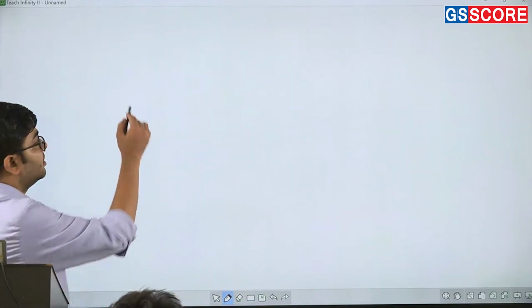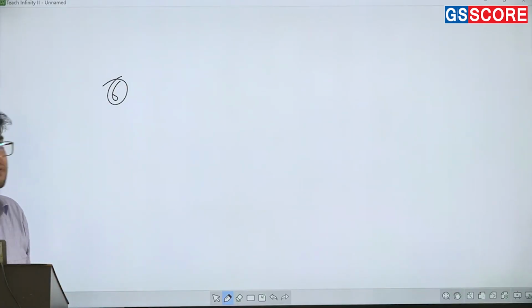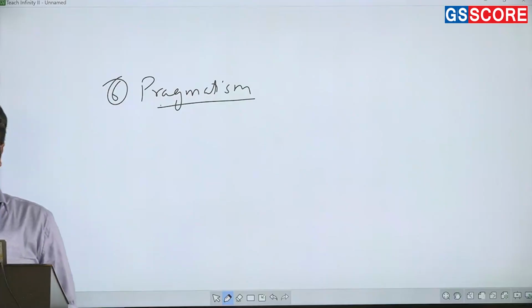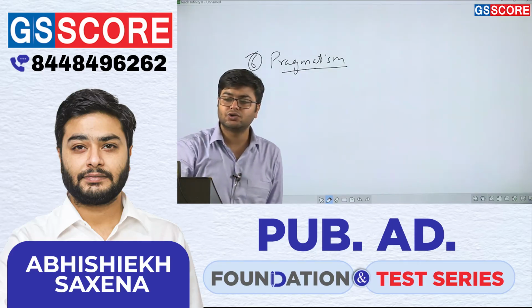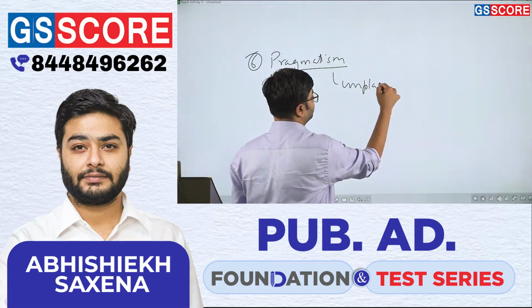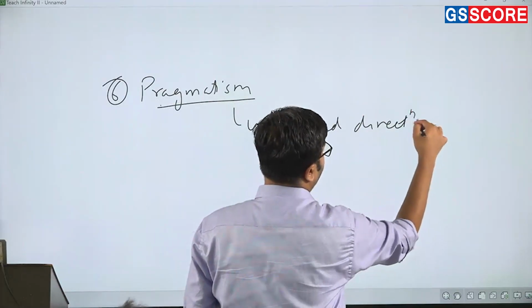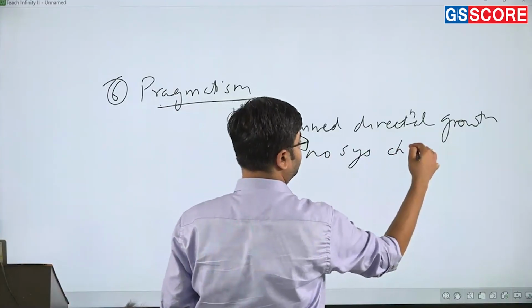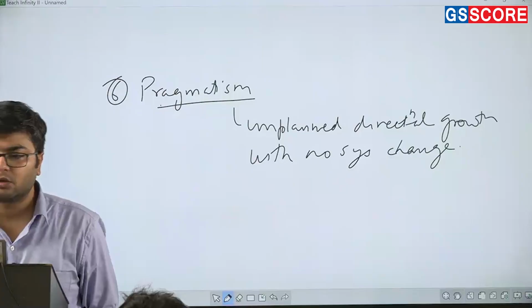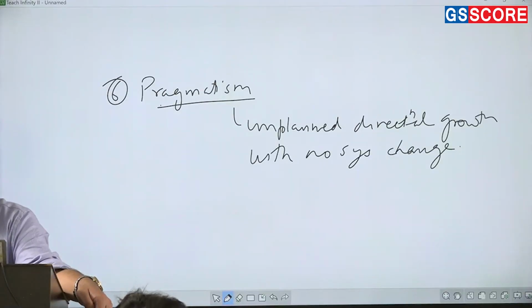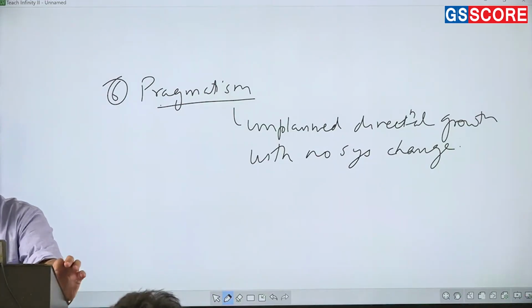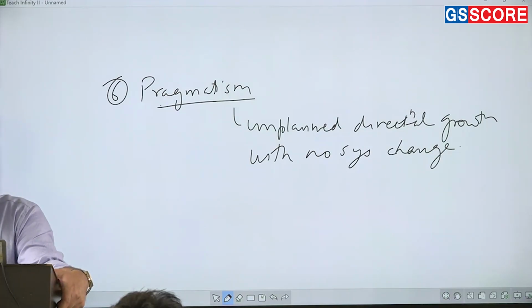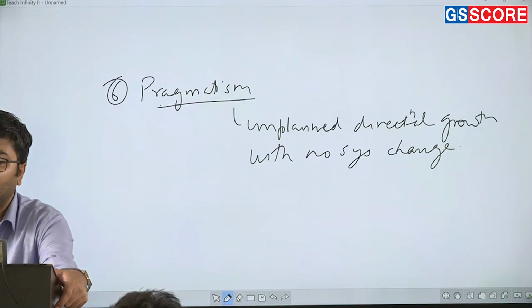is the sixth. Yes, it's called pragmatism. Pragmatism: unplanned directional growth with no system change. So what is the characteristic feature? Little change in differentiation and coordination, with decentralized initiative, competition, adoption and emulation.